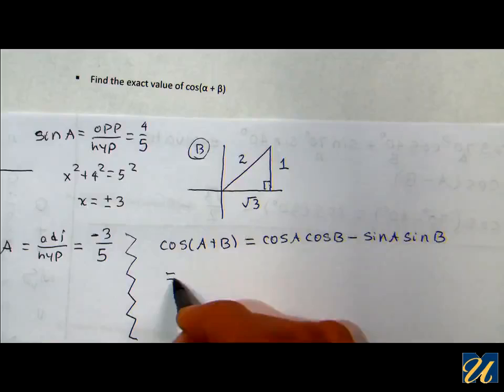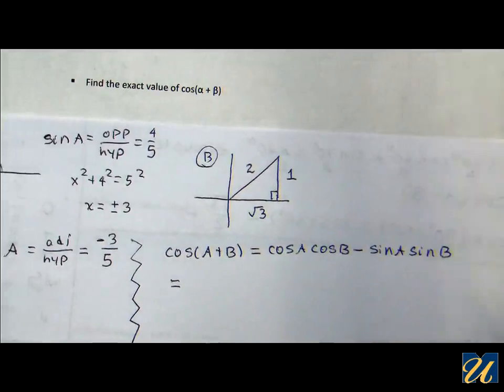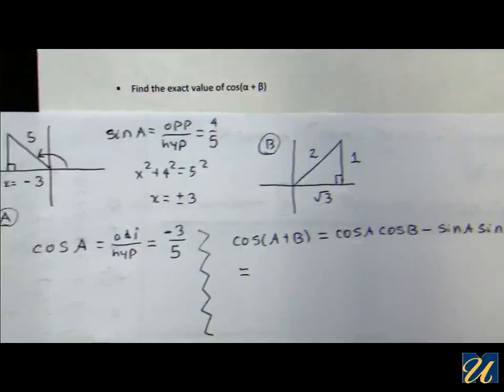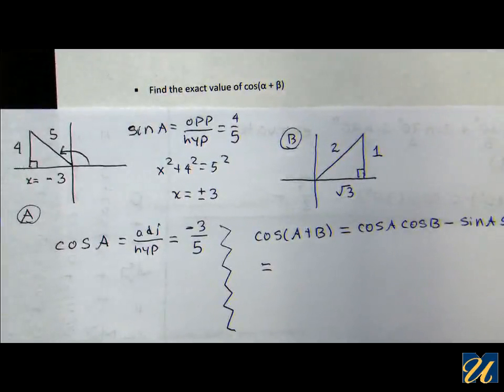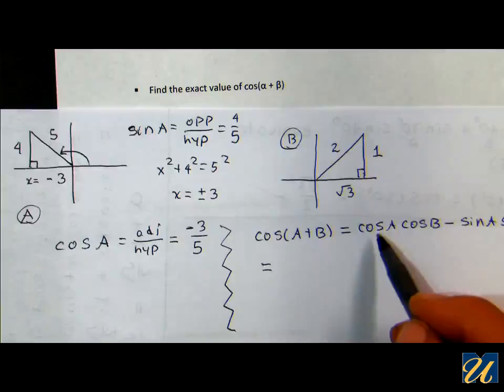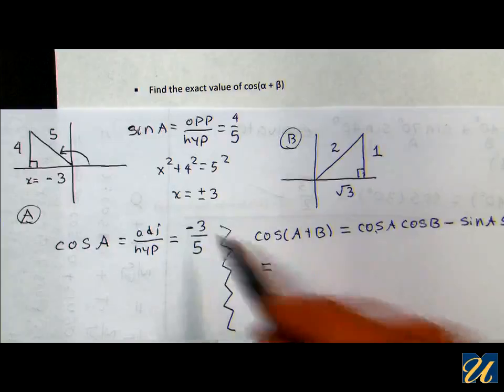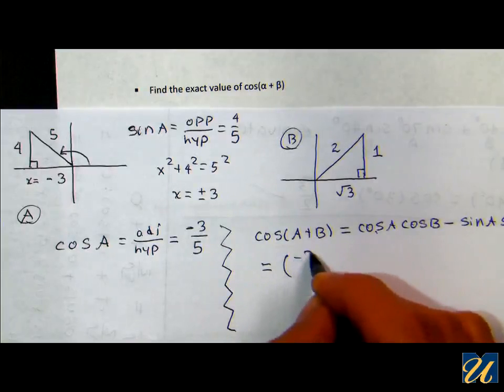So what do we get? Well, we have all sides of the triangle known for A and B. So we just have to look at the picture to get that done. Cosine of A, well, we already computed it right there. We don't even need to look at the triangle.